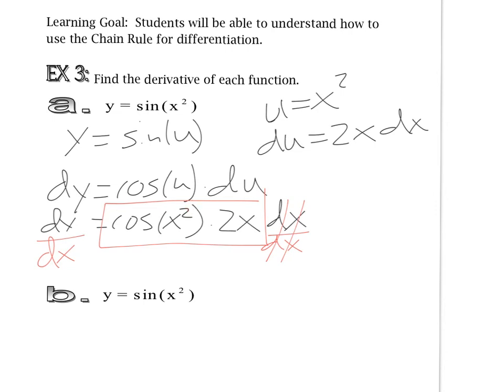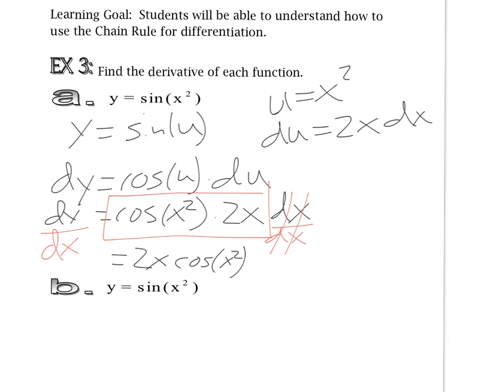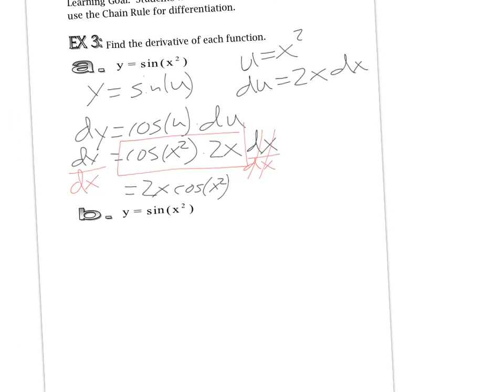Typically we would write the 2x in front, so let's just rewrite it real quick. It would look more like this. Yeah, that's a better way of writing it. Okay, and without the u substitution we could do that as well. Remember, that would just be y prime. The derivative of sine is cosine times the derivative of the inside, and we get the same thing.